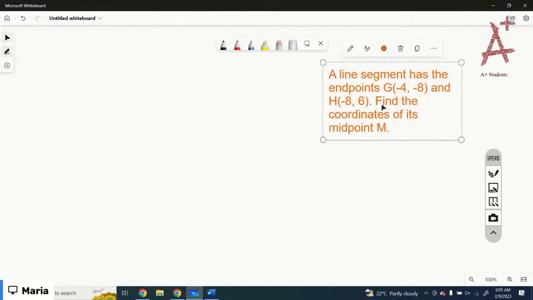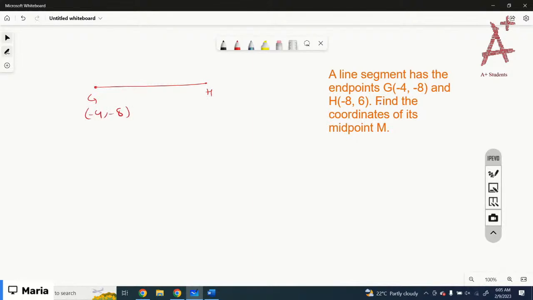A line segment has the endpoints G -4, -8 and H -8, 6. Find the coordinates of its midpoint. So you have to calculate the midpoint. Let's suppose this is the line. Here you have G and here you have H. G is -4 and -8 and H is -8 and 6. Here is the midpoint M. The midpoint basically divides the line into two equal parts. So let's calculate the midpoint. The midpoint is x1 plus x2 over 2 and y1 plus y2 over 2. That is the coordinates of the midpoint M.